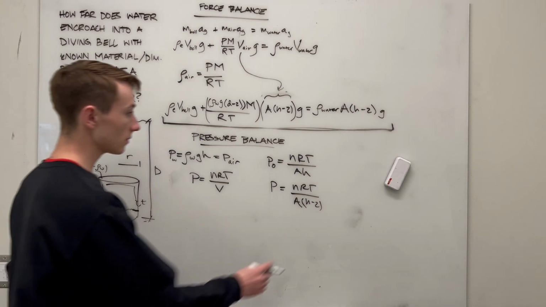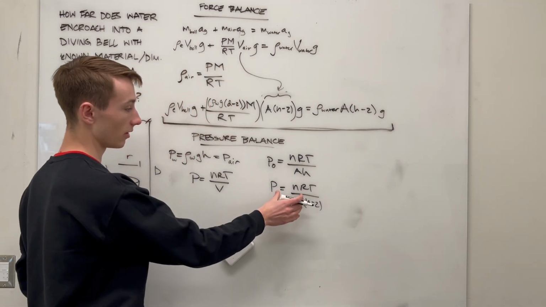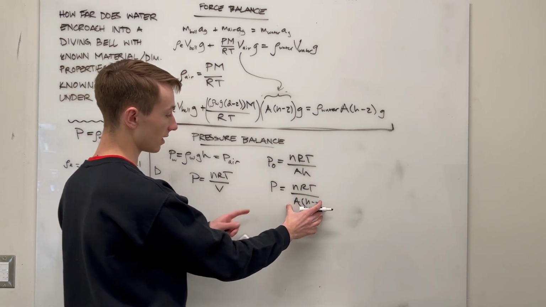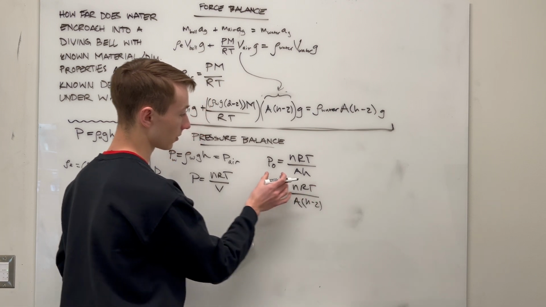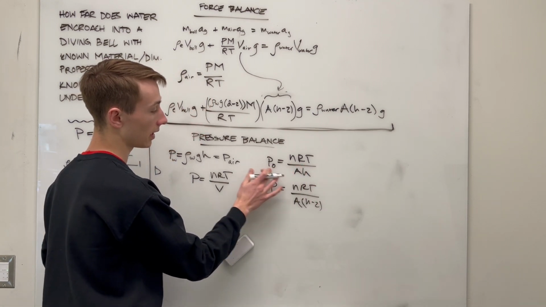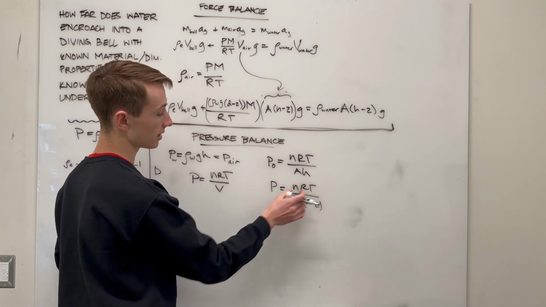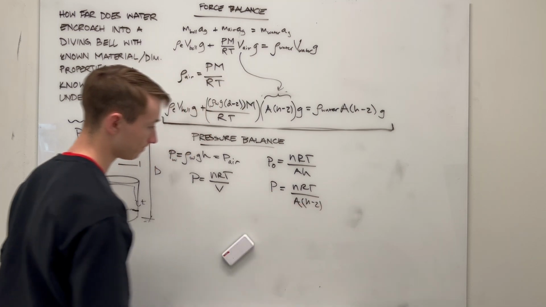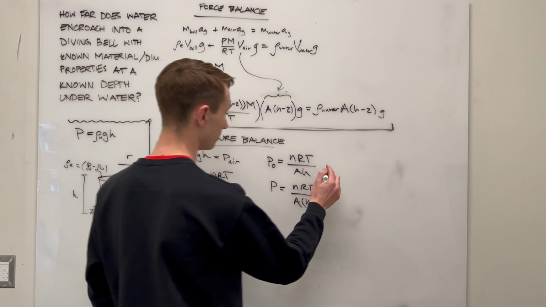Okay. Now, if you notice, we have two things in common with this equation. If we write them both in terms of nRT, in this one we get nRT equals P naught times A times H, and in this one we get nRT equals P times A times H minus Z. Let's go ahead and do that.